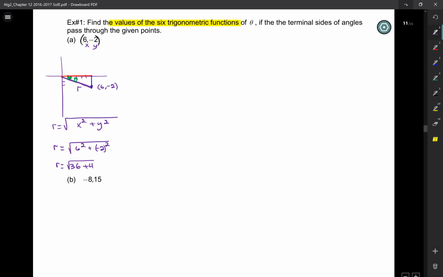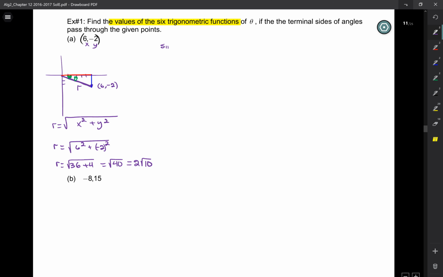36 plus 4, which is root 40. What does that simplify to? 2 root 10. Okay? So r is 2 root 10. Now, let's see what sine of theta, cosine of theta, tangent of theta are.